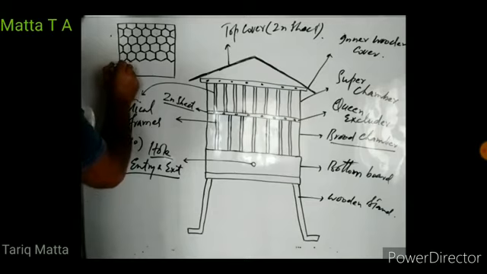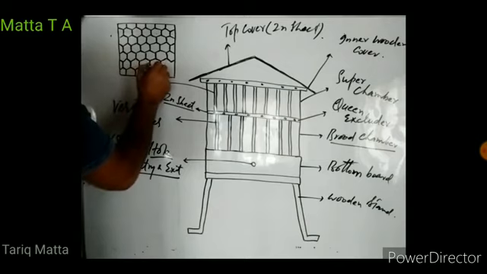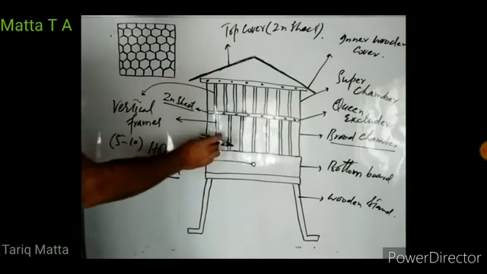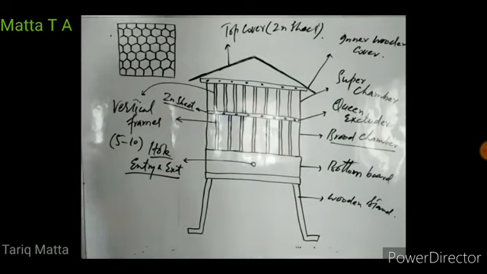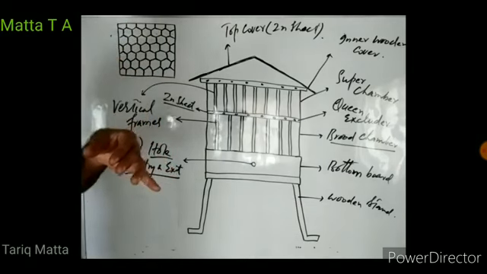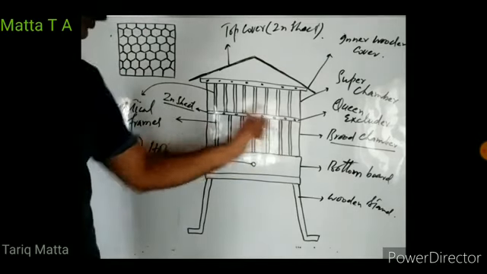So this wax sheet with hexagonal cells in it is known as the comb foundation. This comb foundation is fitted into these vertical frames, so that it can be easily slid into the vertical frames, or easily taken out, right?